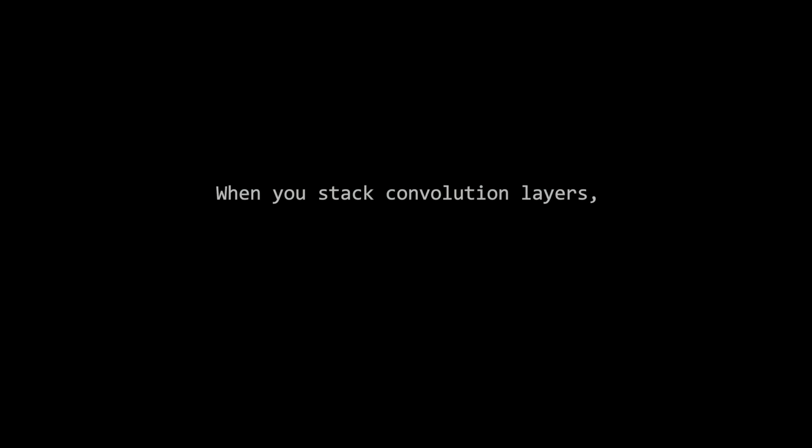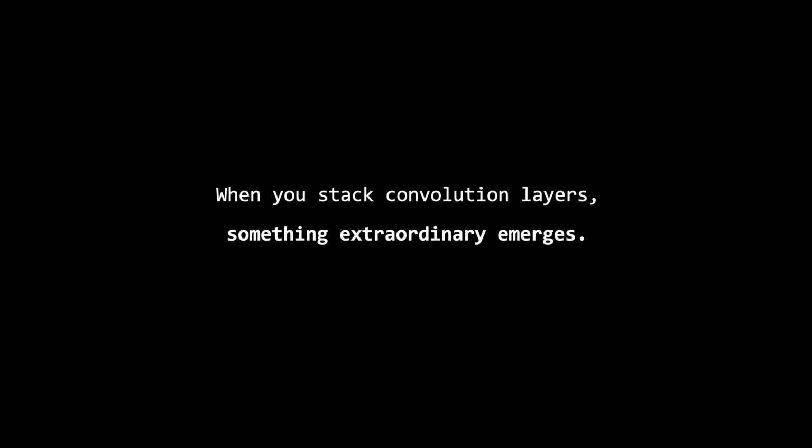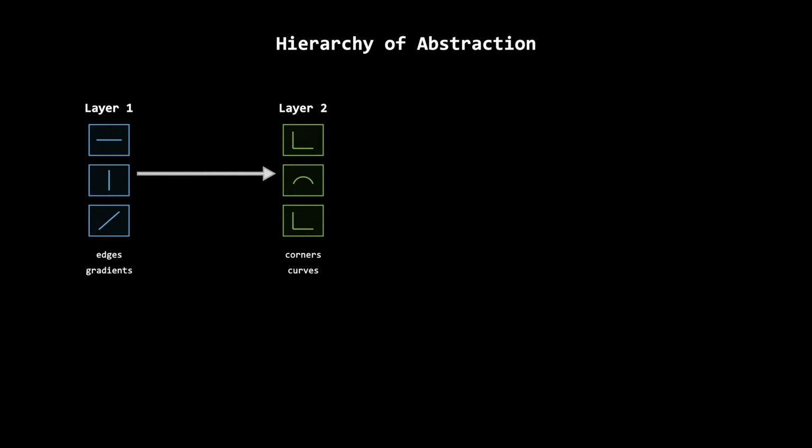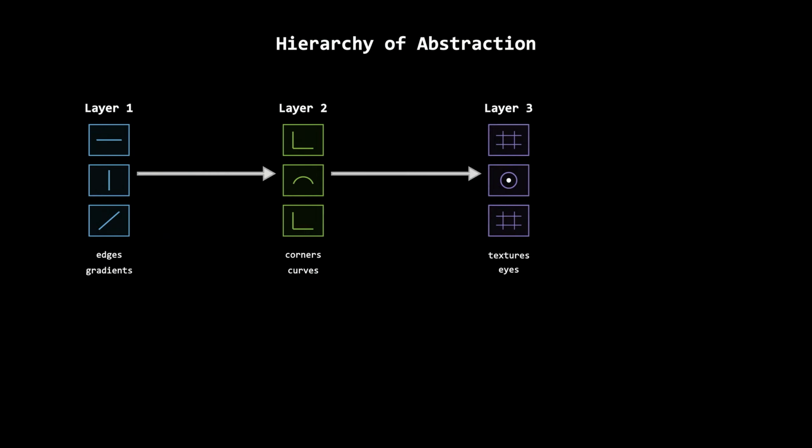When you stack convolution layers, something extraordinary emerges. The first layer's kernels learn to detect simple things: edges, gradients, color boundaries. But the second layer's kernels don't operate on the raw image anymore. They operate on the first layer's feature maps. So they learn to detect combinations of edges, corners, curves, T-junctions. The third layer detects combinations of those combinations: textures, eyes, wheels. By the fifth or sixth layer, the network recognizes entire objects, faces, cars, tumors.